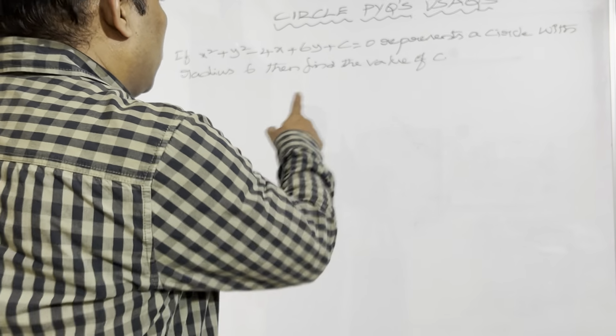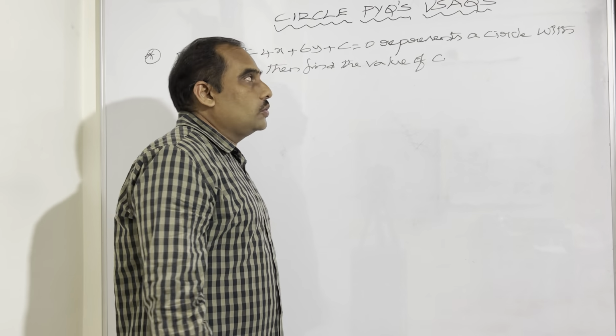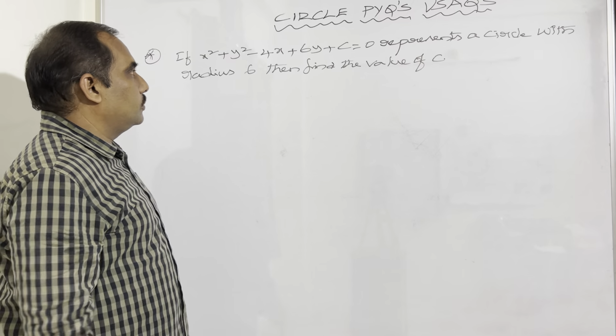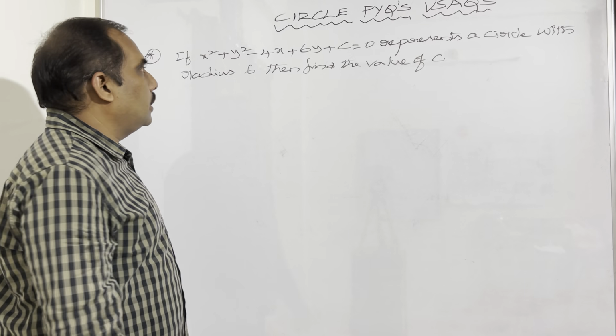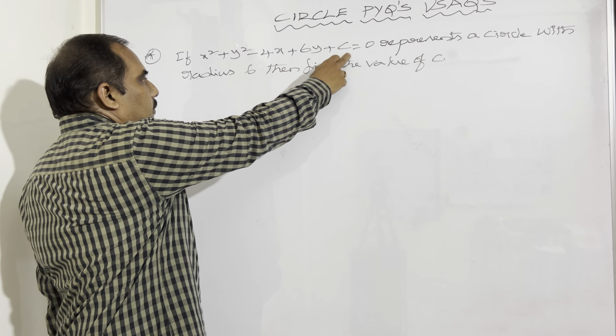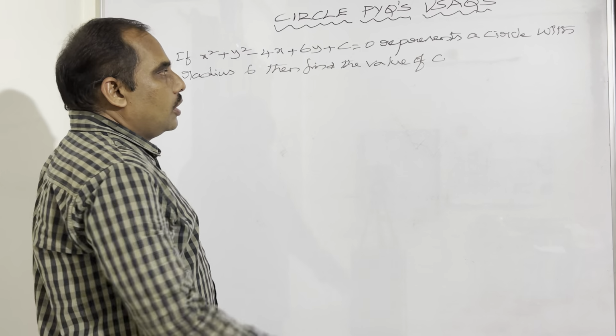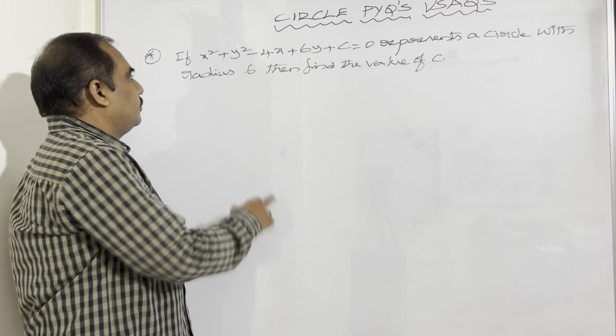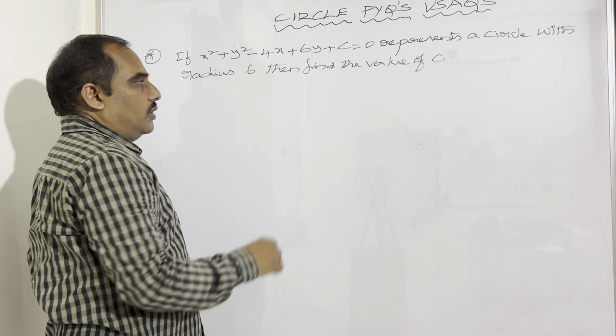So in this video we are going to discuss circles, PYQ VSAQs, many times repeated in the examinations. So the question is, if x square plus y square minus 4x plus 6y plus c is equal to 0 represents a circle with radius 6, then find the value of c.